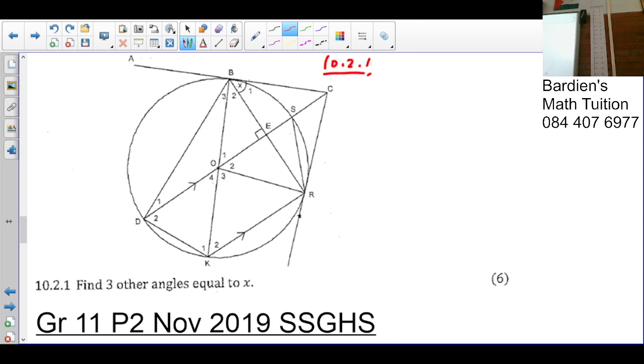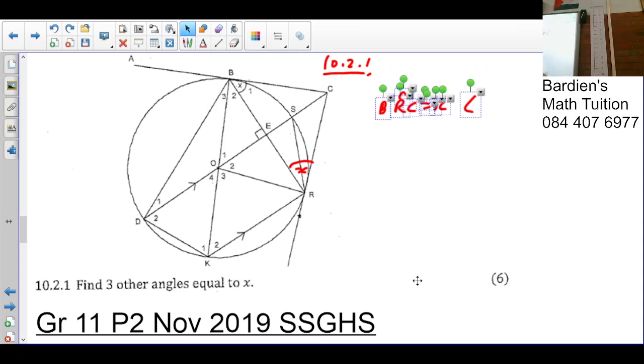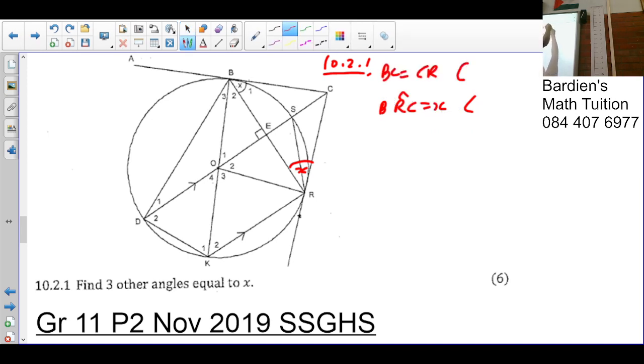So we said that this whole angle here is x. BRC is equal to x, because firstly, I have to say that BC is equal to CR. Why? Tangents from a common or external point. Okay? So that is x, because that's angles opposite equal sides. So that's your first angle.